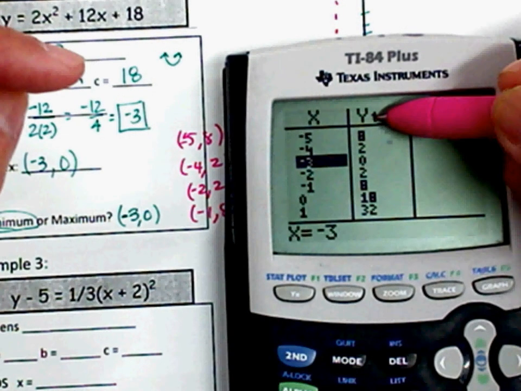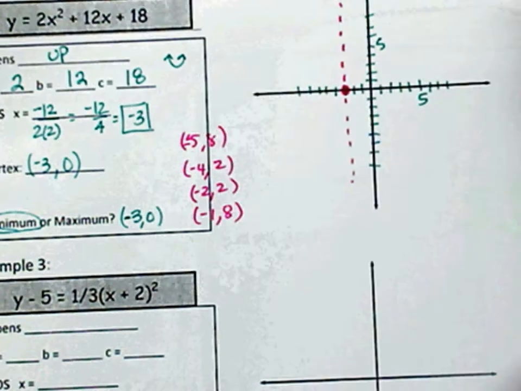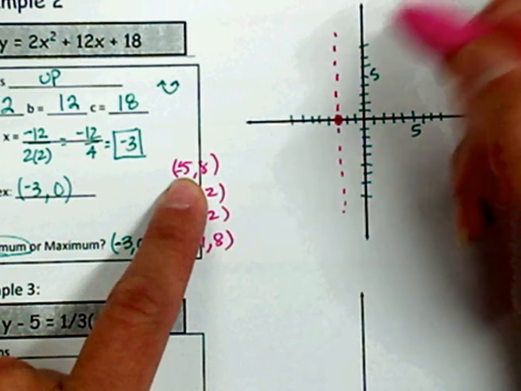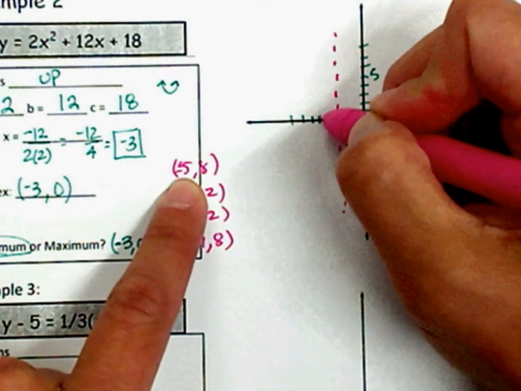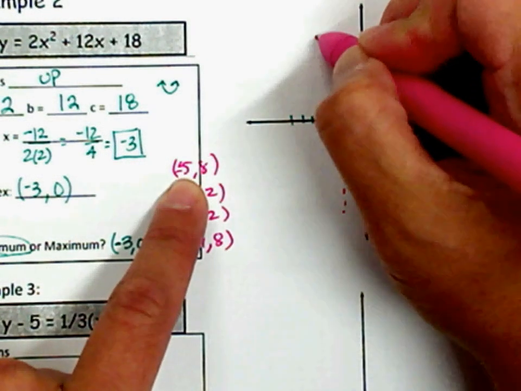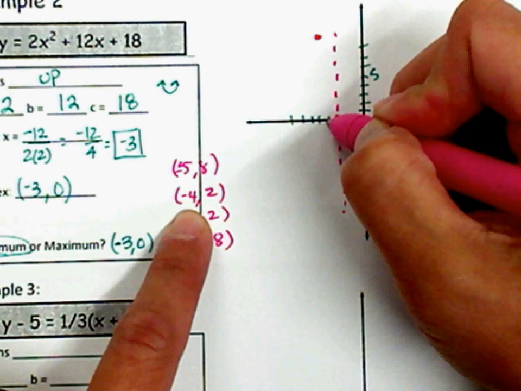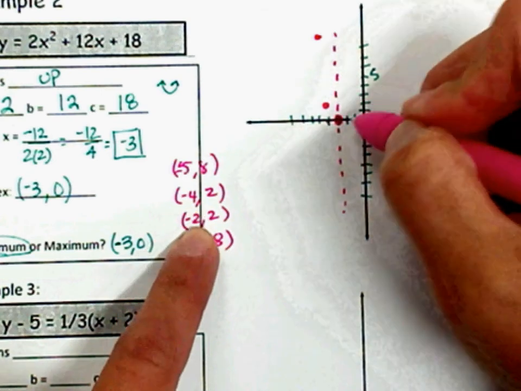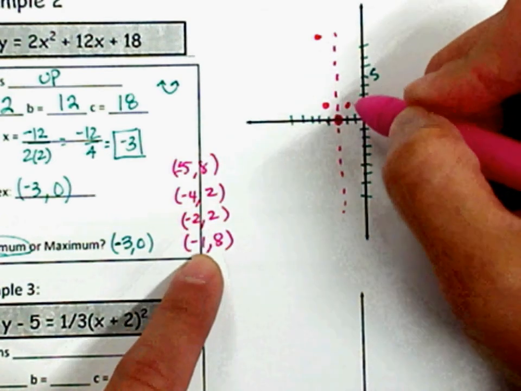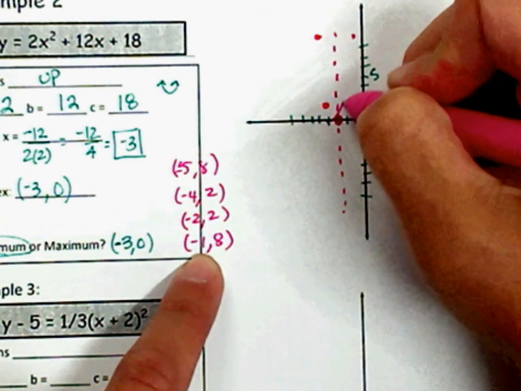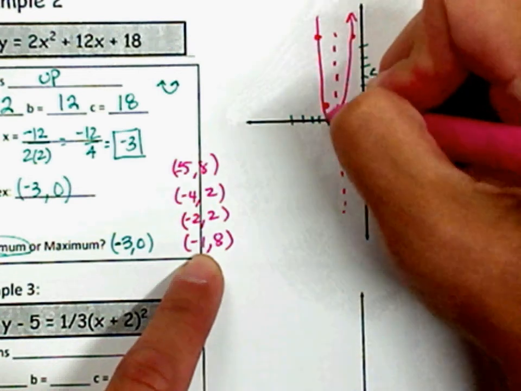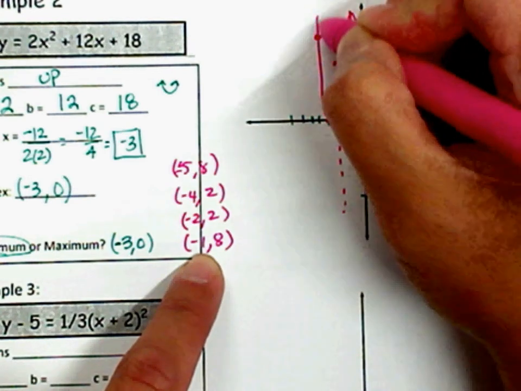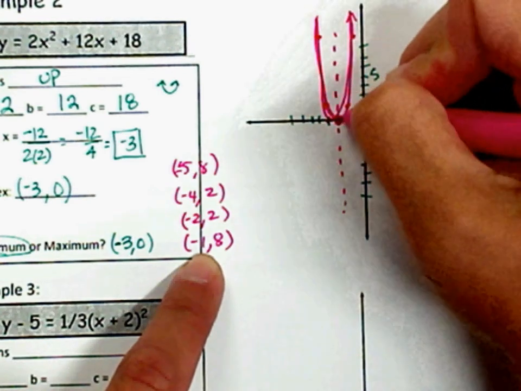And let's graph. Negative 5, 8. Negative 4, 2. Negative 2, 2. Negative 1, 8. And there you have your graph. Please make yours look better than mine. Make sure it doesn't look like a V. Okay? And there you go.